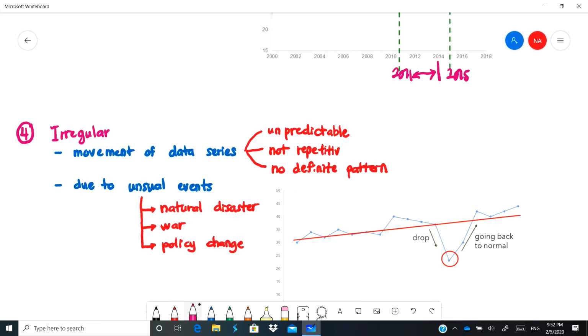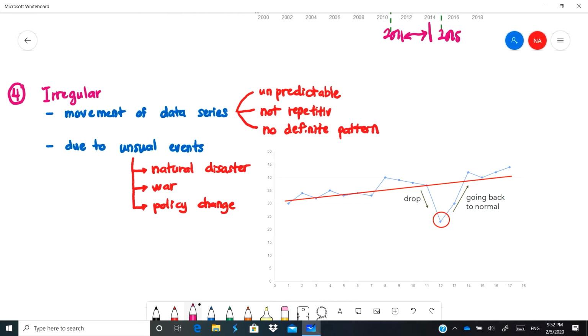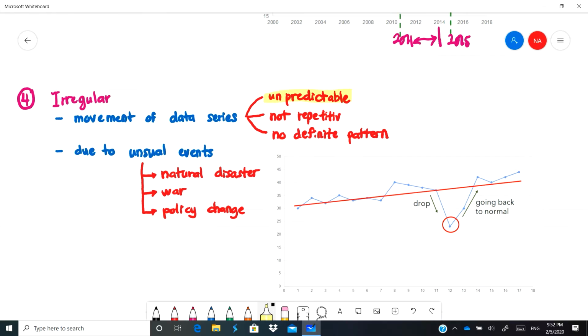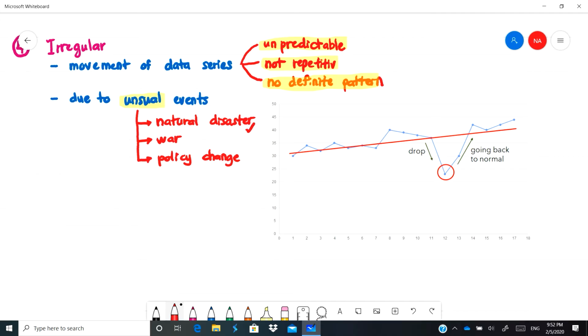And the last one we have is the irregular. All right, in the irregular component we have the movement of data series which are completely unpredictable, so we cannot predict whether the movement is increasing or decreasing. It is not repetitive, and it has no definite pattern. This happens due to abnormality or unusual events. For example, we have natural disaster, war, policy change.